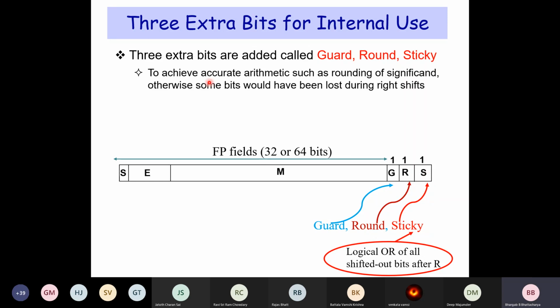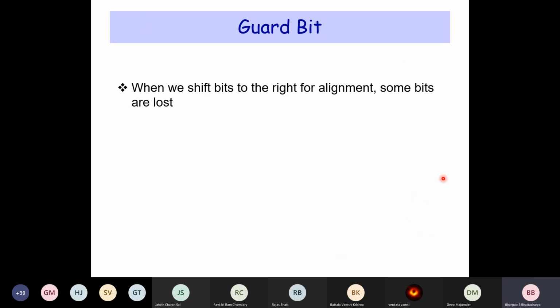The purpose is to achieve accurate arithmetic and rounding of the significand, since otherwise some bits would have been lost during the right shift. It improves the accuracy. I won't say that it would be exact arithmetic, but some accuracy can be restored. It improves the accuracy to some extent without causing too much hardware. It reduces hardware without compromising precision. All we need is to give some extra bits in hardware here. Well, the purpose of the guard bit: when you shift bits to the right for alignment, some bits are lost, as we have seen earlier.